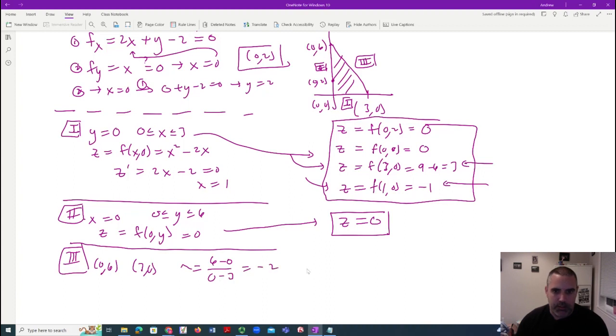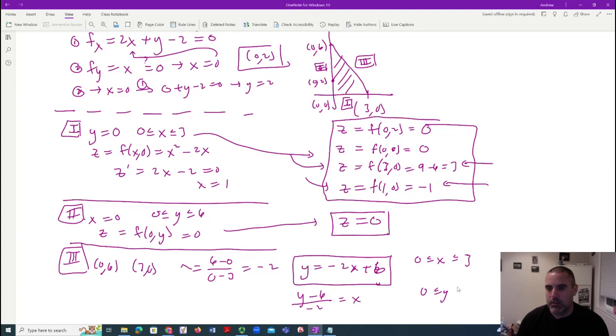So the slope is going to be negative 2. Y equals negative 2x plus 6, the intercept is 6. That was probably the hardest part of this problem, finding the equation of the line. If I choose to use x, x is between 0 and 3. Alternatively, I could rearrange this equation in terms of y, in which case I'd want to say y is between 0 and 6.